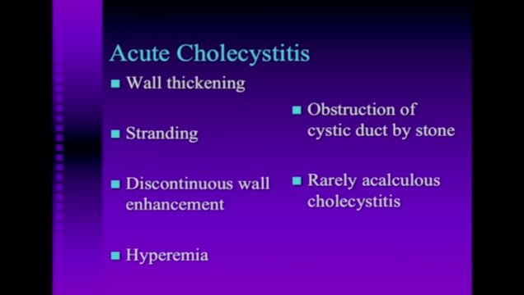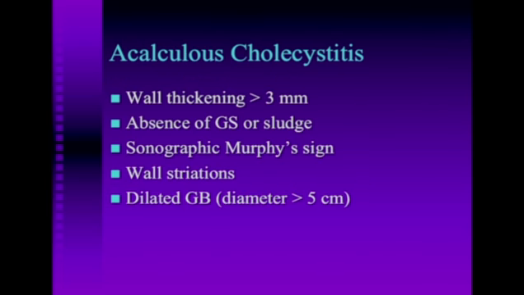So again, findings that we'll look for: wall thickening, stranding, discontinuous wall enhancement, hyperemia on color Doppler, obstruction of the cystic duct by a stone, and then rarely there may not be any stones and you may have a situation of acalculous cholecystitis. Now for acalculous cholecystitis, we still use wall thickening greater than 3 millimeters. We will notice that there's an absence of gallstones or sludge, but they may still have the sonographic Murphy sign.